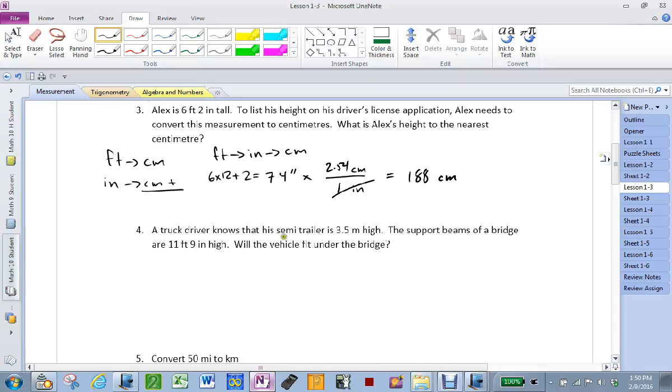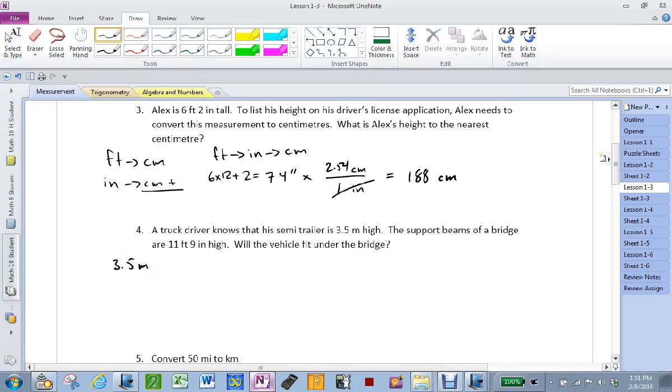So, will I fit under the bridge? Yes or no? Well, what's the hint I gave you? Get all your measurements into what? Same system. So, can I convert 3.5 meters to feet? Is that okay? Will that work? Excellent. Can I convert 11 feet 9 inches to meters? Would that work? Does it matter which way I do the question? It doesn't, does it?